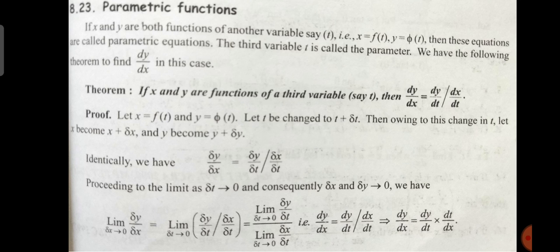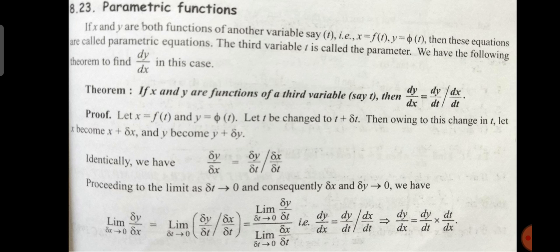Parametric functions means that x and y are both functions of another variable. That is, x is f of t, a function of t, and y is phi of t, another function of t. These equations are called parametric equations, because the functions are in two types.